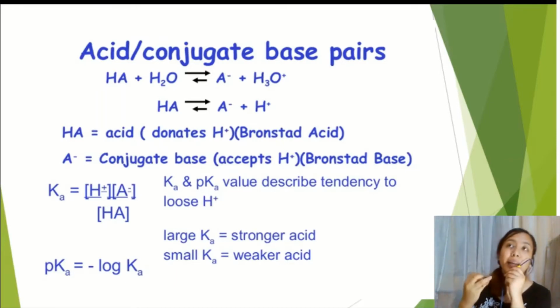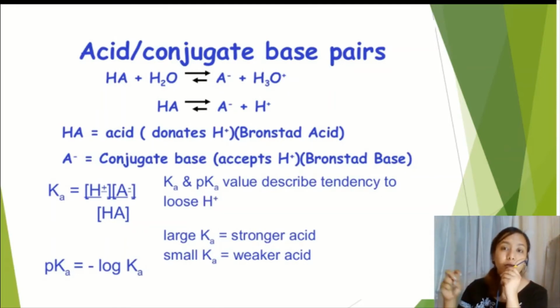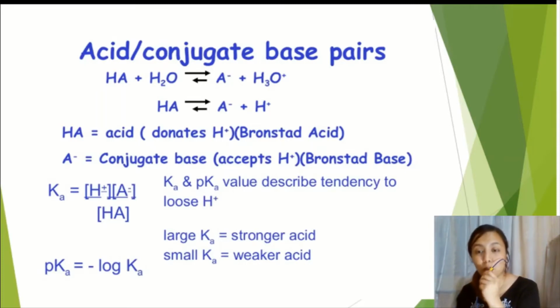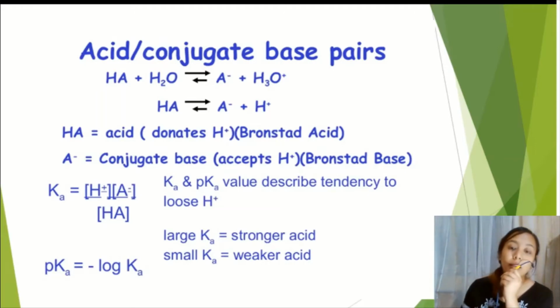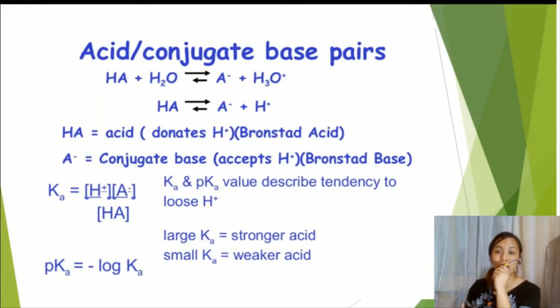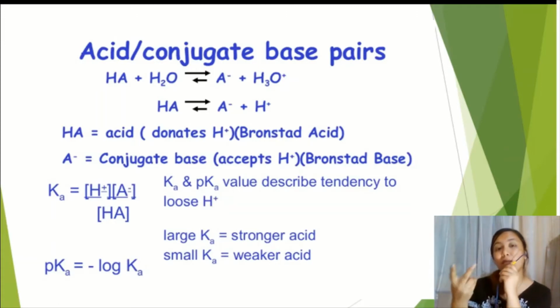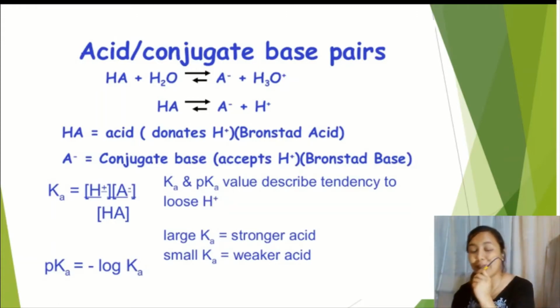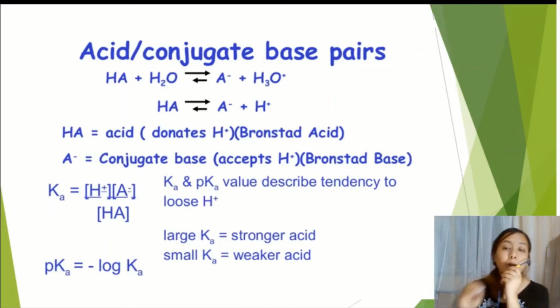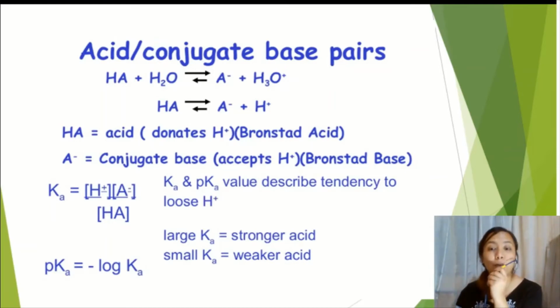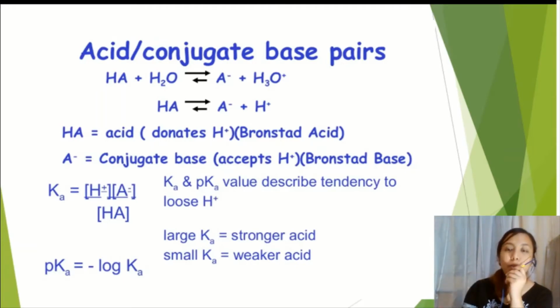So the higher my Ka, the more my acid dissociates. The larger my Ka is, the stronger the acid I become. But if it becomes pKa, it will be in reverse form. So the larger the Ka, the stronger the acid. The larger the pKa, the weaker the acid. Okay, so that would be it.